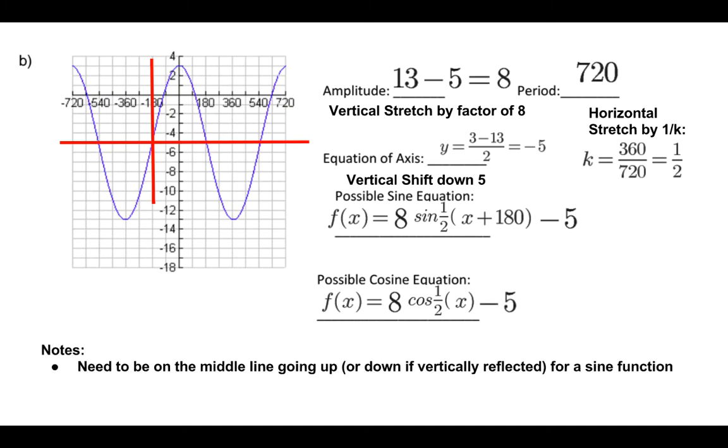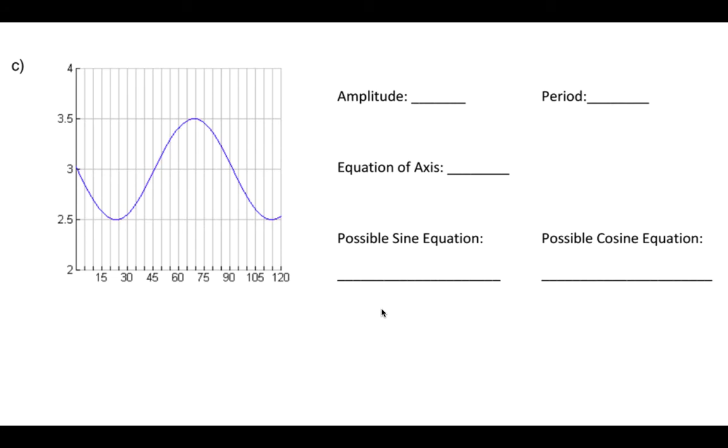Okay. So just some notes: for sine, you need to be on the middle line going up or down. If you actually had a shift right 180 here, you could do that. Remember we had one of those questions where you start by going down, if this 8 on the front was negative. The cosine could be shifted to the right 360. I don't know why you'd want to do that, but it'd have to have a negative, so you'd be starting on the max or the min for the cosine function. So if you want to vertically reflect it, you could shift it right 360 and have a negative here, and those would all be equivalent equations.